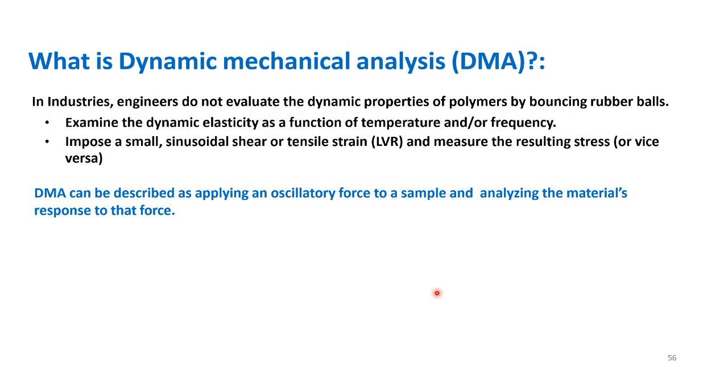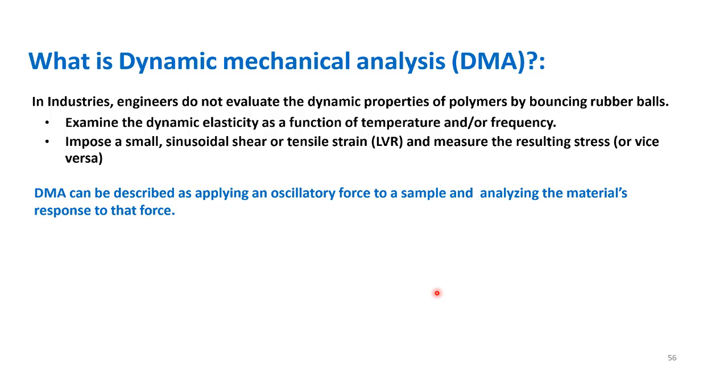We cannot use the bouncing rubber ball method because it is not at all practical in most of the cases. So to examine the elasticity as a function of temperature and frequency, we use the dynamic mechanical tester, and we impose a small sinusoidal shear or tensile strain which is in the linear region, which is LVR, that is linear viscoelastic region. By applying the strain, we measure the stress, or vice versa. Like if we apply the stress, then we measure the strain.